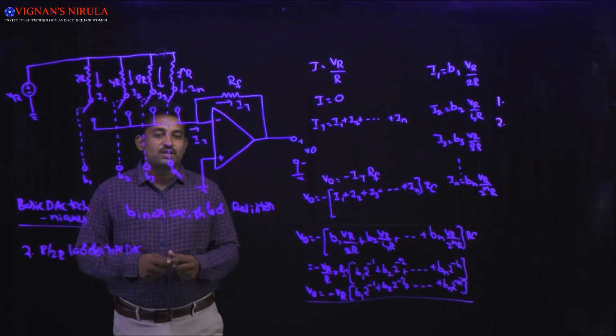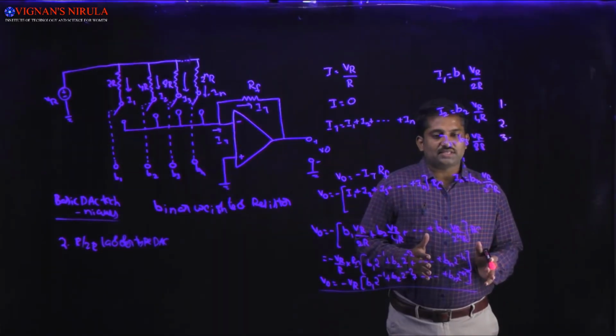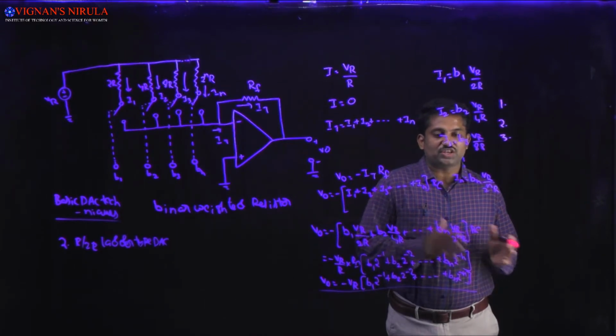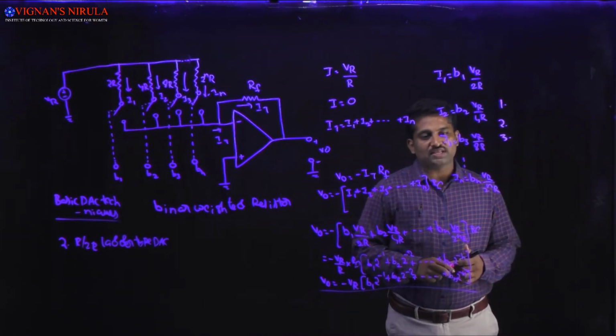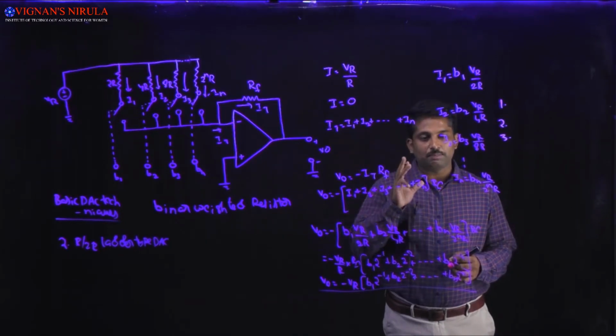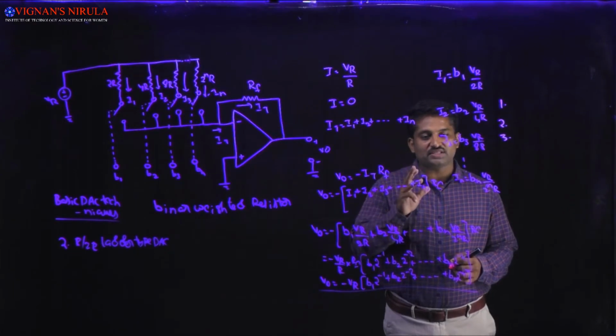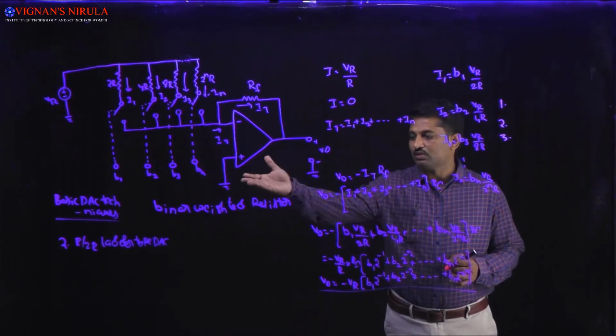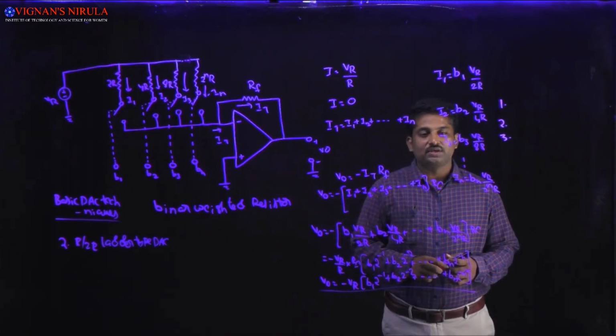changes the accuracy of the system also. The finite resistance of switches disturbs the binary weighted relationship among various currents, particularly in the most significant bit position where the current setting resistance value is very small. These are the 3 basic disadvantages which we observed in this binary weighted resistor technique.